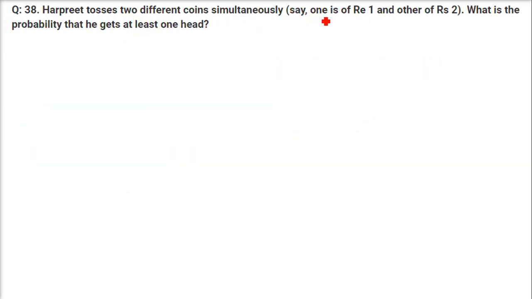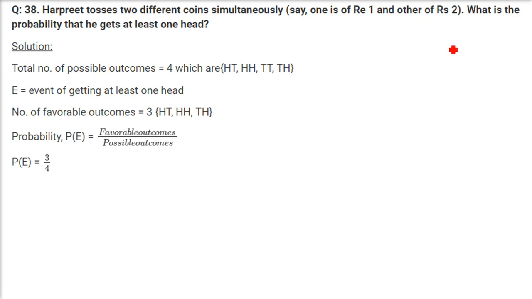Harpreet tosses 2 different coins simultaneously, say a 1 rupee coin and another of 2 rupees. What is the probability that he gets at least one head? At least one head. So first of all, you have to make the combination. Head, tail, head, tail, head, head, tail, tail. So these are the 4 possible cases.